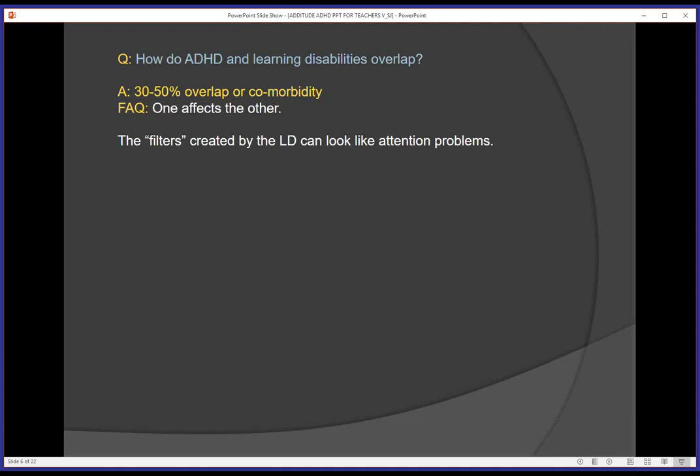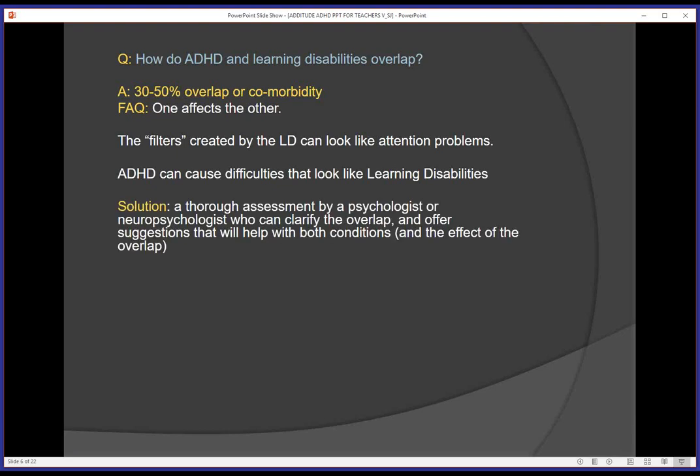The filters created by a learning disability can look like attention problems. That's an important thing to remember. So before we rush to judgment about a diagnosis of ADHD, let's look at the processing that's involved. ADHD can cause difficulties that look like learning disabilities. They can cause memory problems. They can cause attention problems, and it looks like kids are having difficulty processing when it really might be that they have difficulty paying attention or focusing attention.